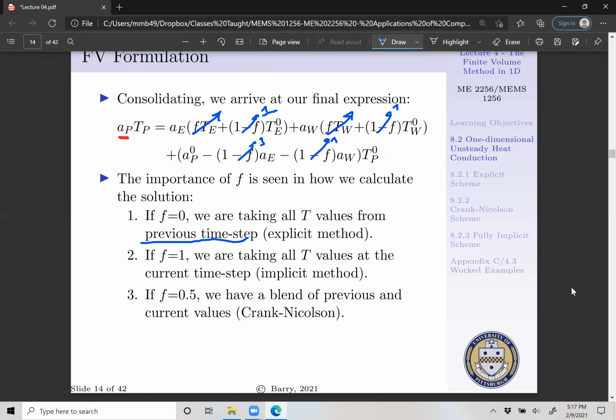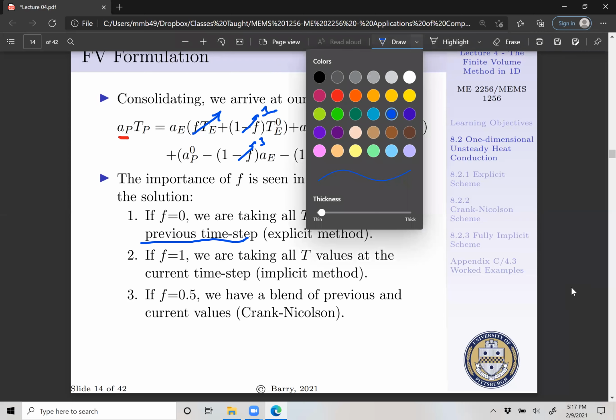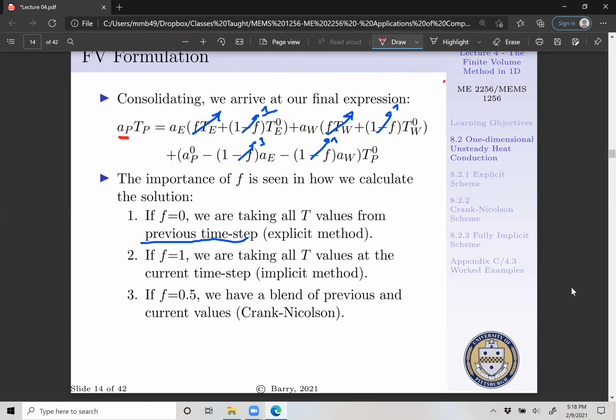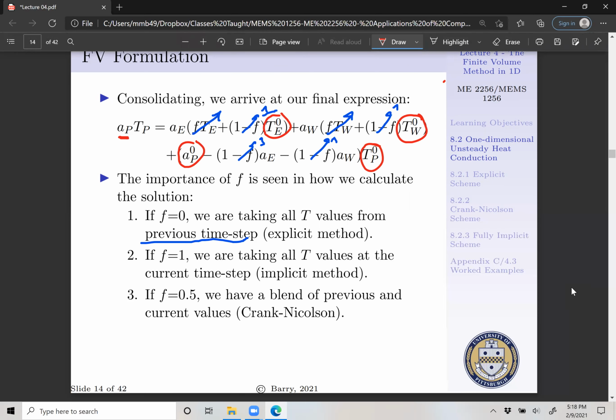So let's look at this. We'd have APTP is equal to A east T east naught plus A west T west naught plus the quantity AP naught minus A east minus A west, times TP naught. In this situation, the temperature terms, i.e. our conserved quantity terms that remain, are all from our previous time step, as well as our coefficient AP naught. And that's calculated on a per time step basis.